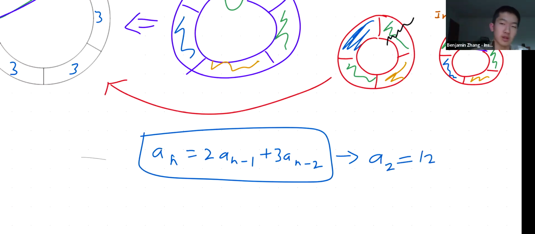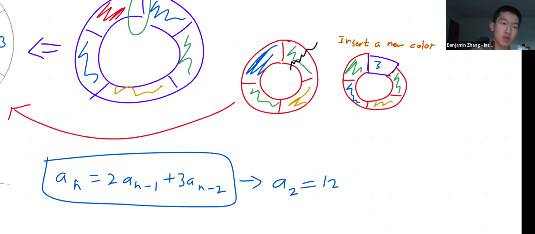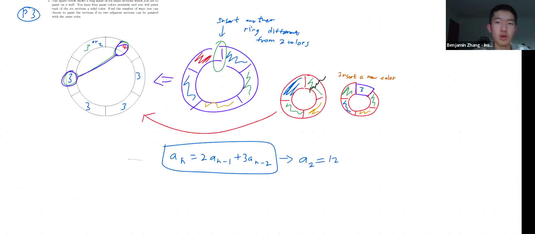A1 probably also has a value. Actually, a1 should be equal to 4, I think, though it might also be equal to 0 if it's considered adjacent to itself. But this shouldn't be hard to show. And from there, you can easily compute the value of a6. And what you get is that a6.